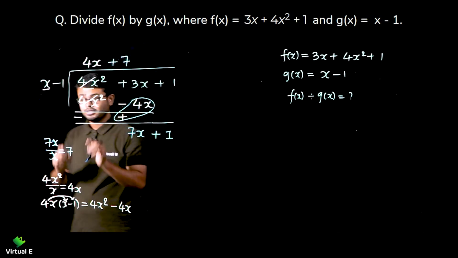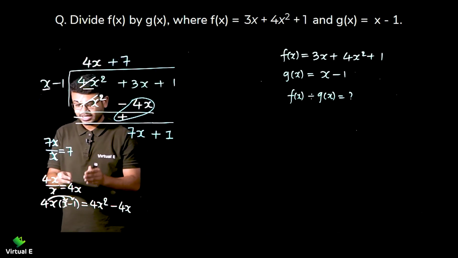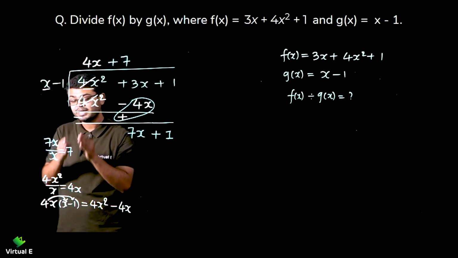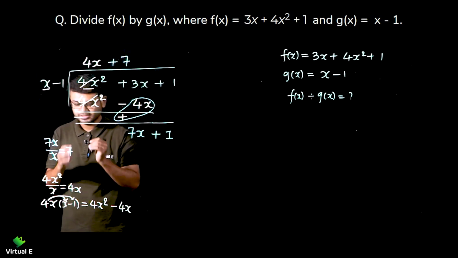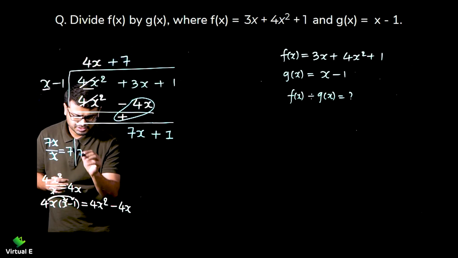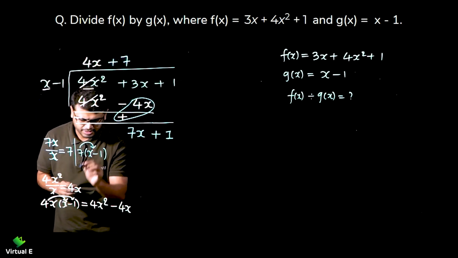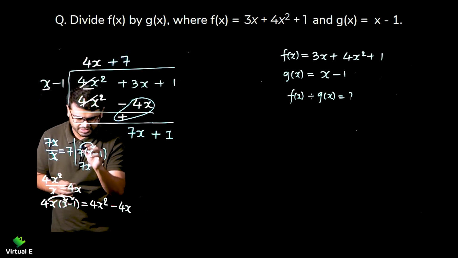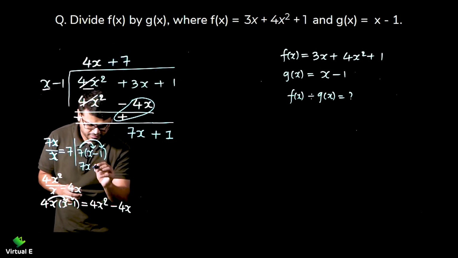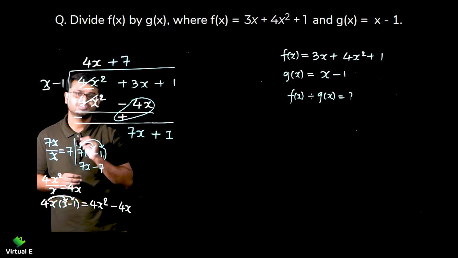Now 7, what was the second step we did? After getting this term, we multiplied this term with the divisor. So let's do that. 7 into x minus 1: 7 into x will give you 7x, 7 into 1 will give you minus 7.